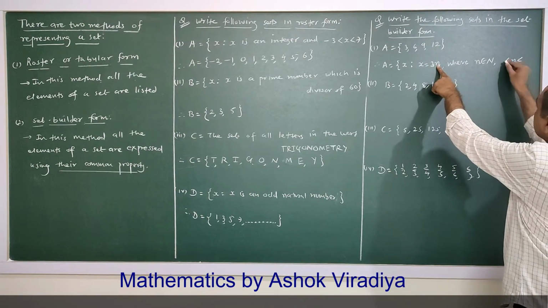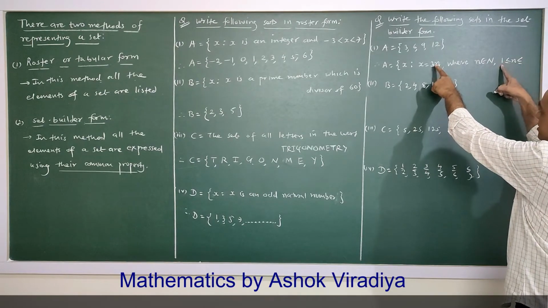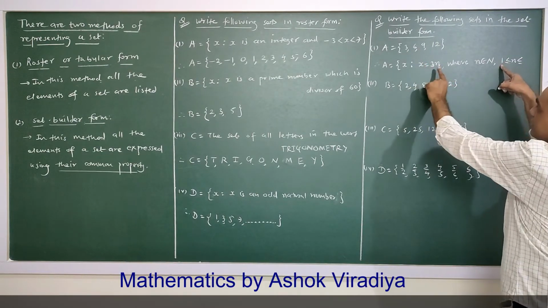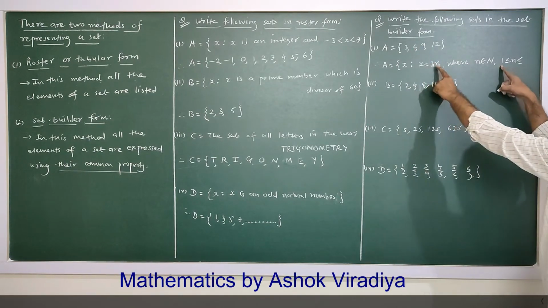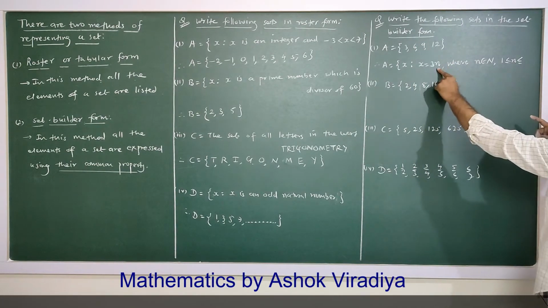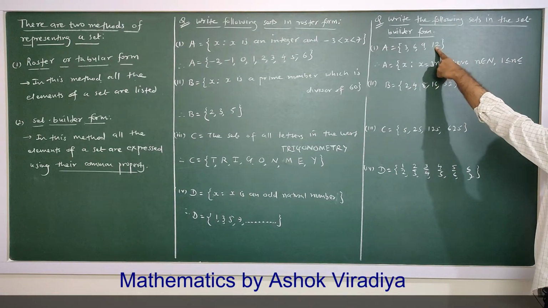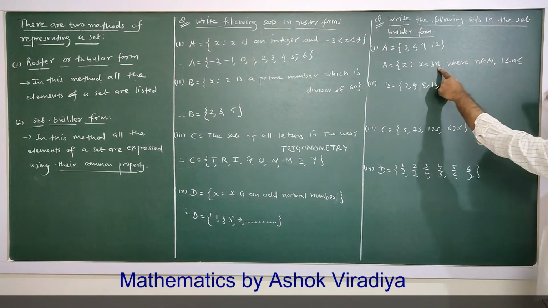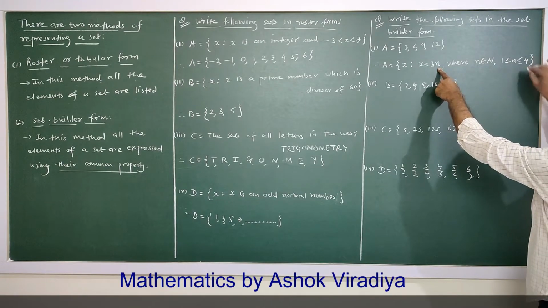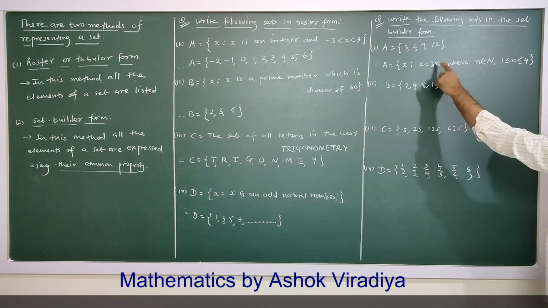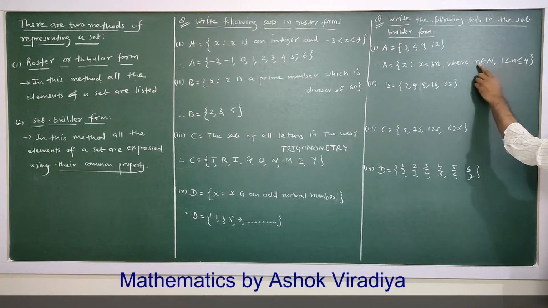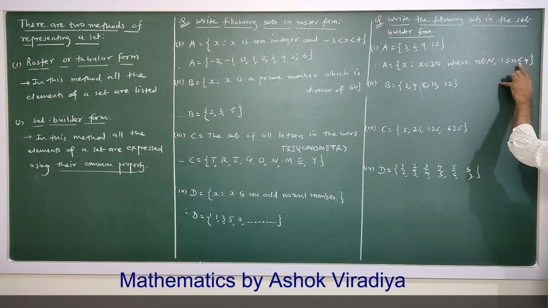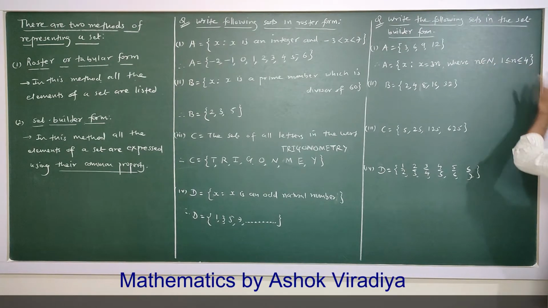The value of n should begin from 1. So 3 into 1, 3. Put 2, 3 into 2, 6. Put 3, 3 into 3, 9. Put 4, 3 into 4, 12. 12 is the last, at n equal to 4. So we finish at 4. Because here we need only 4 multiples, the restriction for n is not any natural number, but n is from 1 to 4.